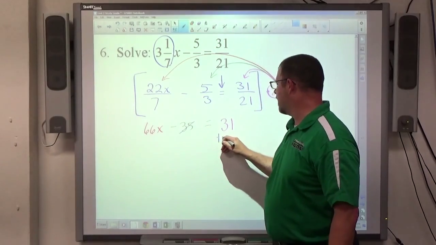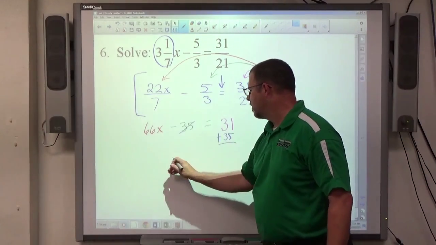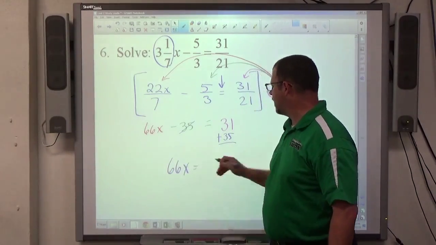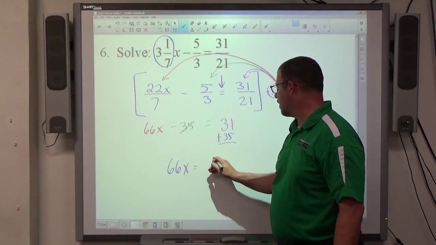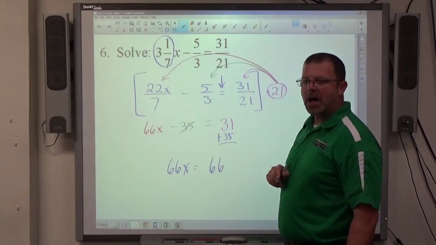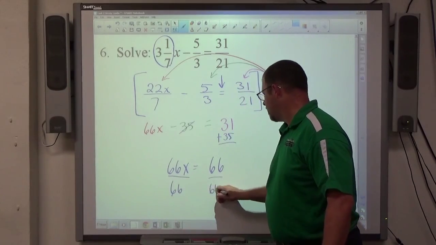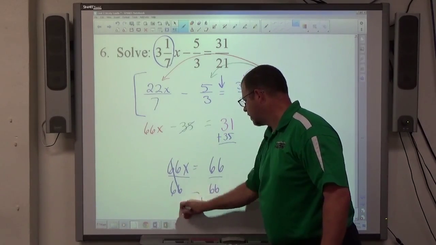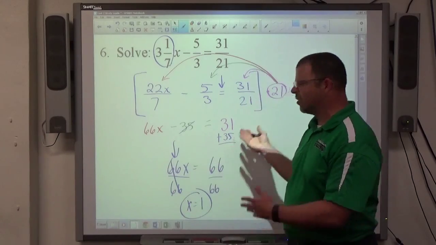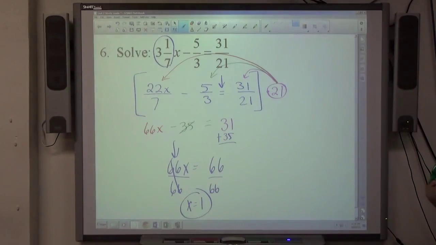Moving 35 to this side, changing its sign is going to fix it. 66x is left on the left-hand side. 31 and 35 have the same sign, so I add positive because 35 is bigger. Divide both sides by 66. We're left with x equals 1. Again, I'm dividing by the number in front of x. It just so happens it's the same number on both sides. Always divide by what's in front of the letter when you divide.